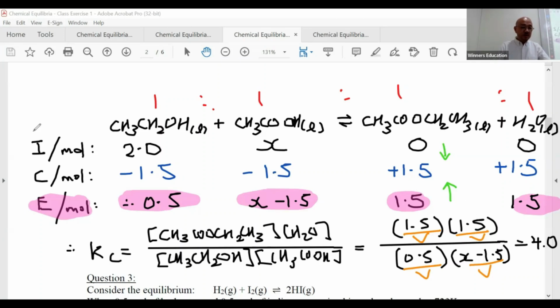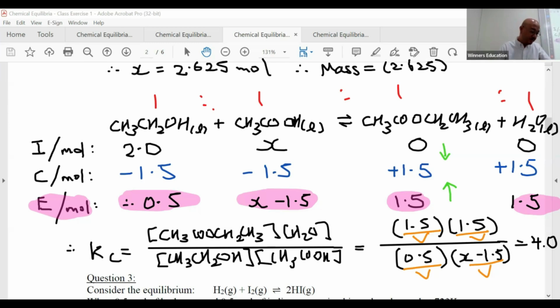So the job eventually is to do algebra and solve your x. I think this is a quadratic equation that you get? No, there's only one x, so there's no quadratic here. My calculation shows x is 2.625 mole. And with that, I can calculate the mass, which is the mole multiplied by its relative molecular mass. Ethanoic acid is 60, so 157.5 grams.